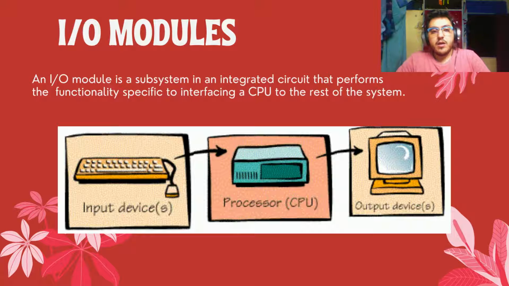Assalamu alaikum wa rahmatullah. This is Abdulrahman Al-Kayan, and I'm going to talk about input-output modules. An I/O module is a subsystem in an integrated circuit that performs the functionality specific to interfacing a CPU to the rest of the system. It can also refer to a configurable switch called an I/O relay module for switching the power to an external load. It can also refer to a programmable logic controller that is used in industrial and manufacturing applications for performing functions like motor controls.